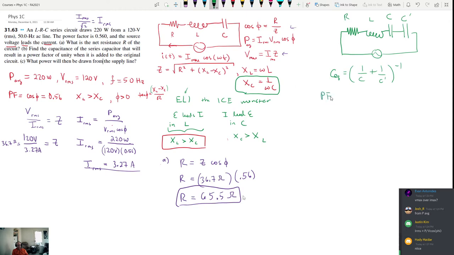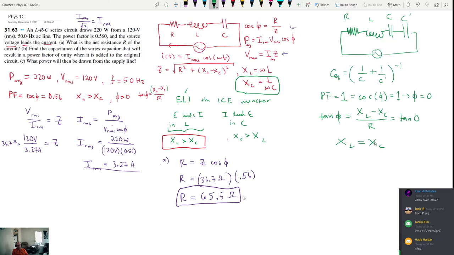So PF equal to 1 means cosine of phi has to be equal to 1, which means that phi is equal to 0. But if phi is equal to 0, when we look at this other equation that says tan phi is equal to XL minus XC over R, this is equal to tan of 0, and tan of 0 is sine of 0 over cosine of 0, which is 0. So if we put this equal to tan 0, then we have the whole thing equal to 0. And the only way the whole thing can be equal to 0 is if XL is equal to XC.